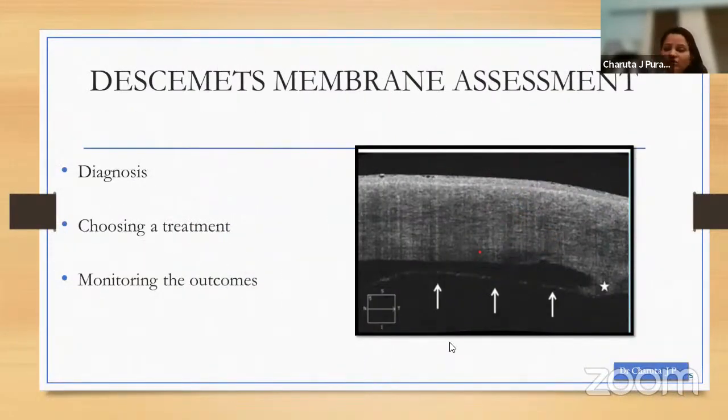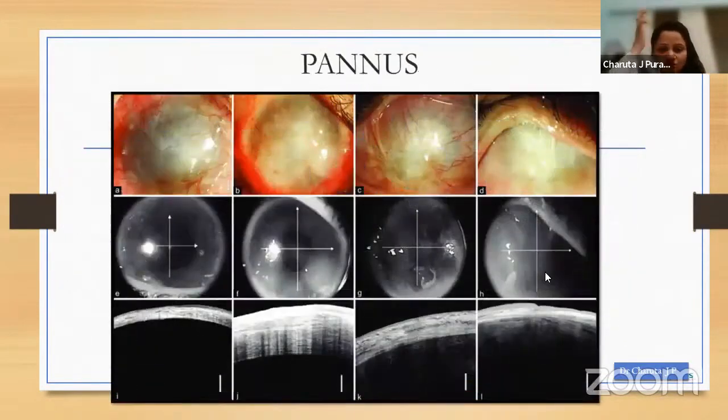Now, one of the most commonly used applications of the OCT is for Descemet's membrane assessment. And it can be useful in diagnosing the problems, choosing a treatment, and also monitoring the outcomes. The image shows a residual Descemet's membrane in a case of a DMEK where there is detachment. Now, undoubtedly, it is also very valuable in assessment of the pannus before planning for any surface surgery.